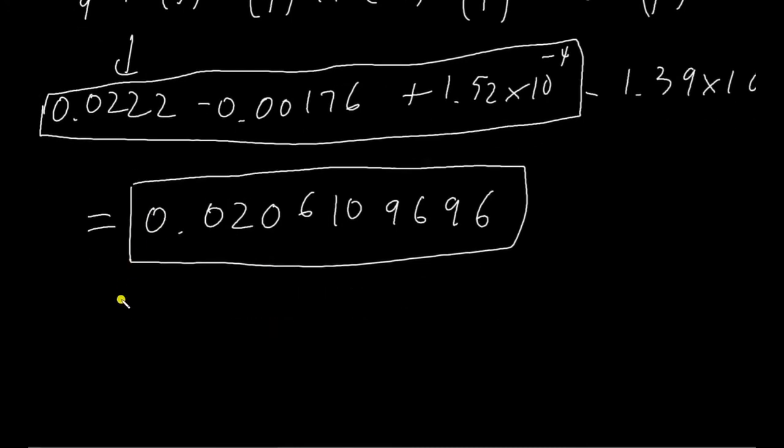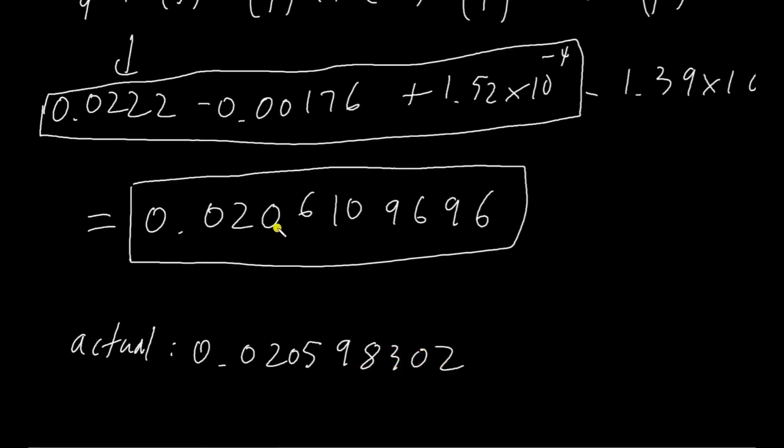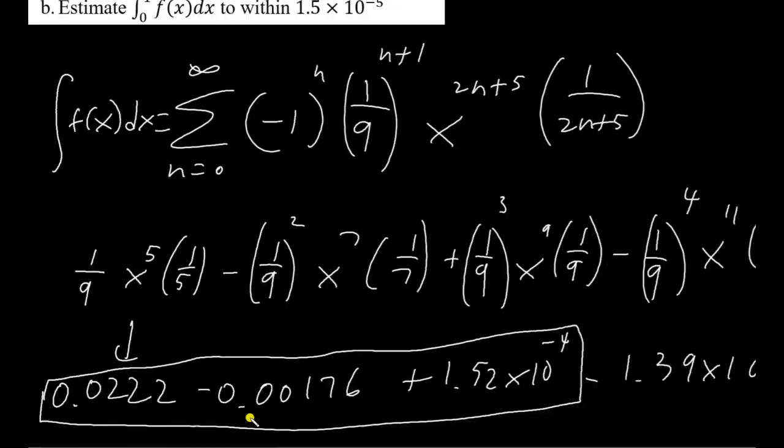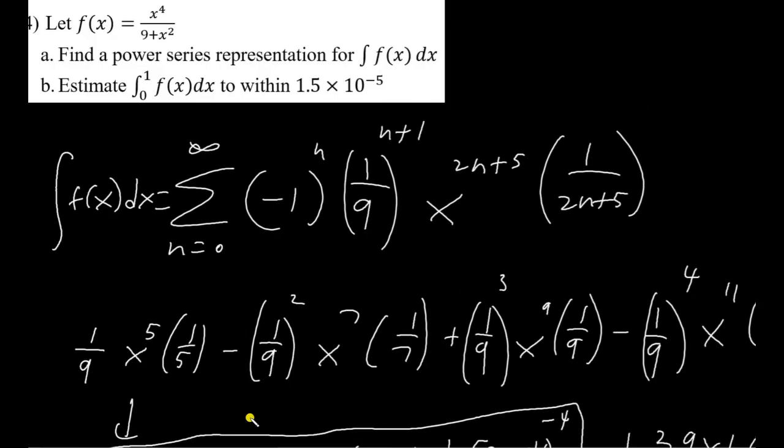Now, if you're curious, the actual value of the integral from 0 to 1 is 0.020598302. So we were pretty close. We were a very, very small amount away, so we did pretty good. We did well. Okay, so that was the end of question 4. Let's move on to the fifth one.